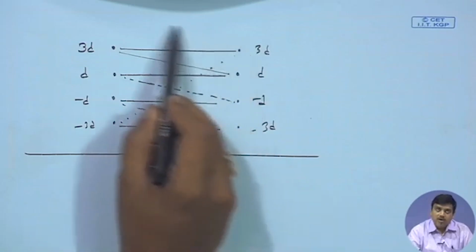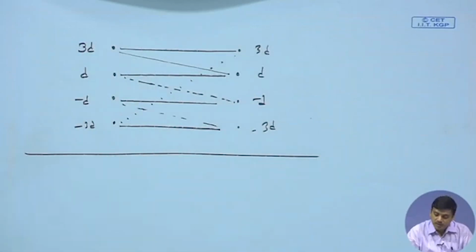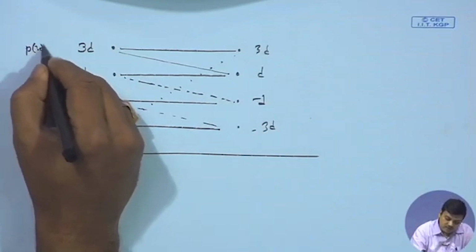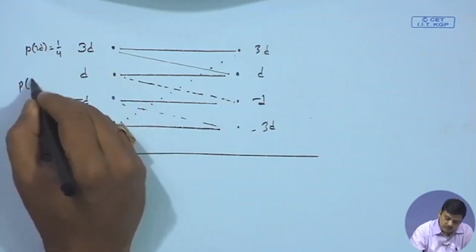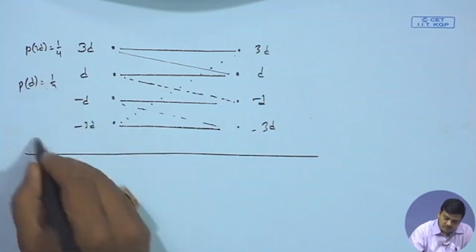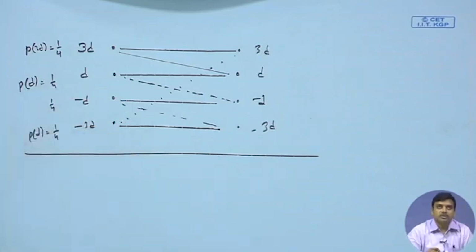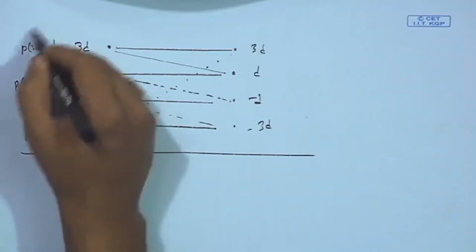But however, looking at the symmetricity of this particular constellation, we can probably say that in one situation the probability of 3D getting transmitted is 1 by 4, the probability of sending D is 1 by 4, and the probability of minus D is, let us say, 1 by 4. All of them are 1 by 4, suppose this is the situation. So, it says that we want to maximize the mutual information over all these source probabilities.